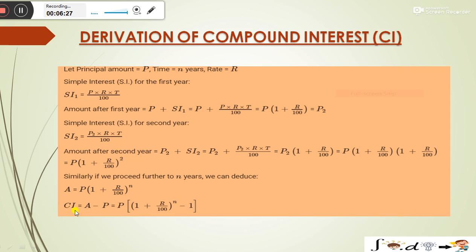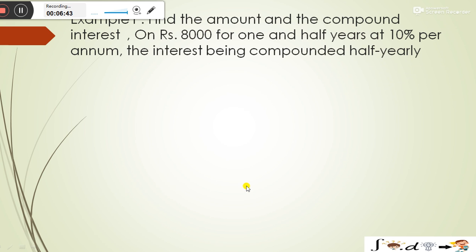And compound interest is equal to amount minus principal. That means P into (1 plus R by 100) power n minus 1. OK, ये ऑलरेडी जो है आप लोगों ने 8th क्लास में किया था.